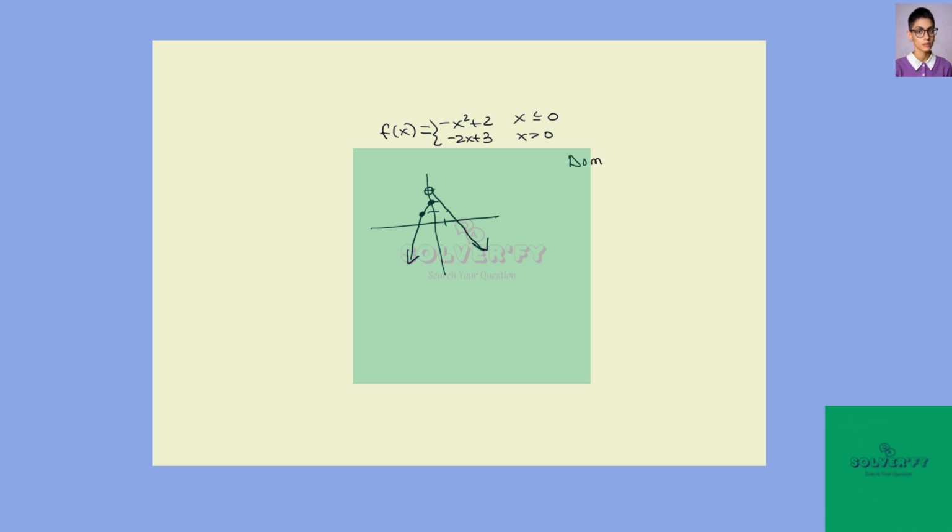The domain is going to be defined for all real numbers. The range, however, you can see I have a high point where that hole is. So that's going to be from negative infinity up to 3. And I'm going to make sure to use a parenthesis, not a bracket, because it's not a defined point.